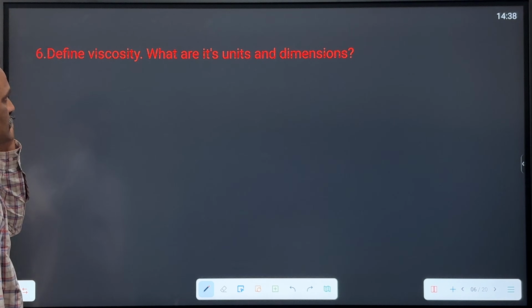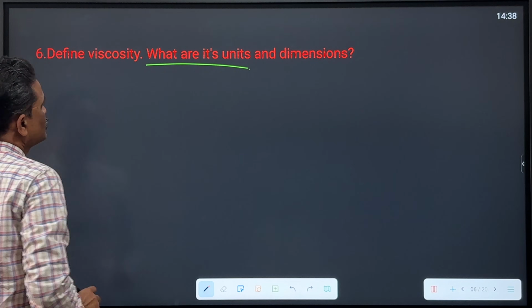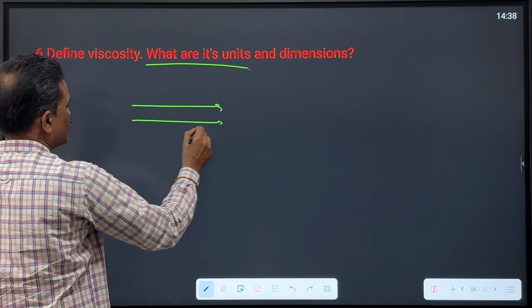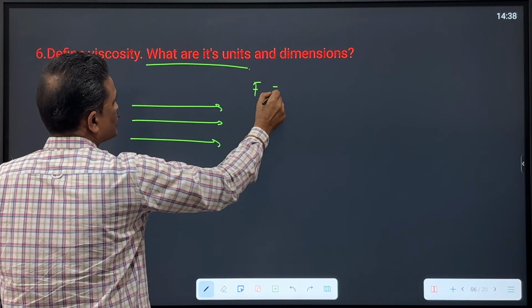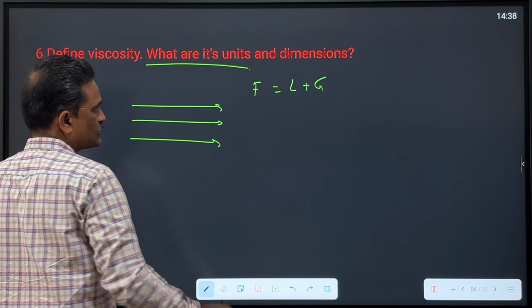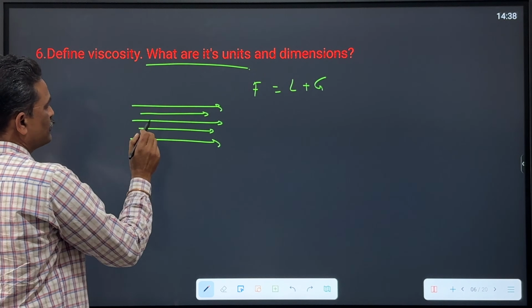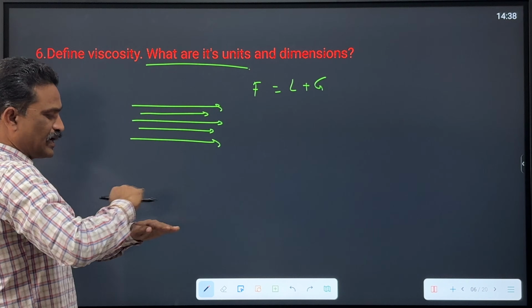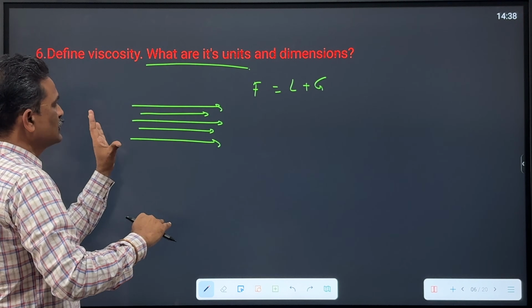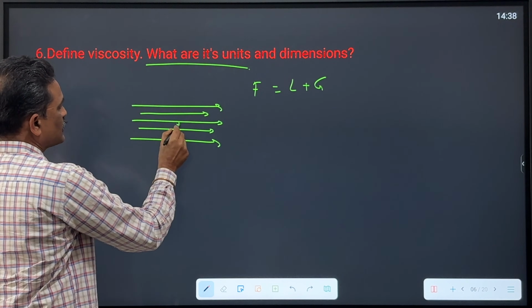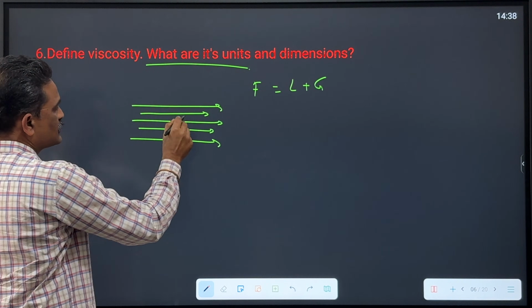What are its units and dimensions? This question is wrong. Why? I will tell you. Viscosity, for example: consider any fluid. Fluid means it can be liquid as well as gas. This is called laminar flow. Water flow can be imagined as the flow of parallel layers. This is called a steady laminar flow. What happens? There will be a friction between two adjacent layers.